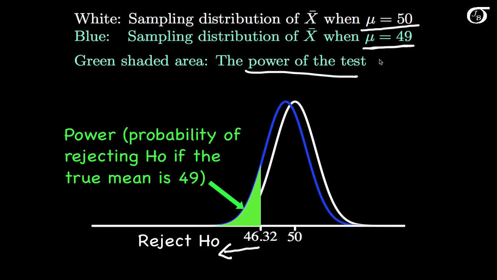But what happens as the value of mu gets farther and farther from the hypothesized value of 50? As this blue curve moves farther and farther to the left, well, the green shaded area is going to get bigger and bigger. So let's let mu decrease and watch what happens to the power.